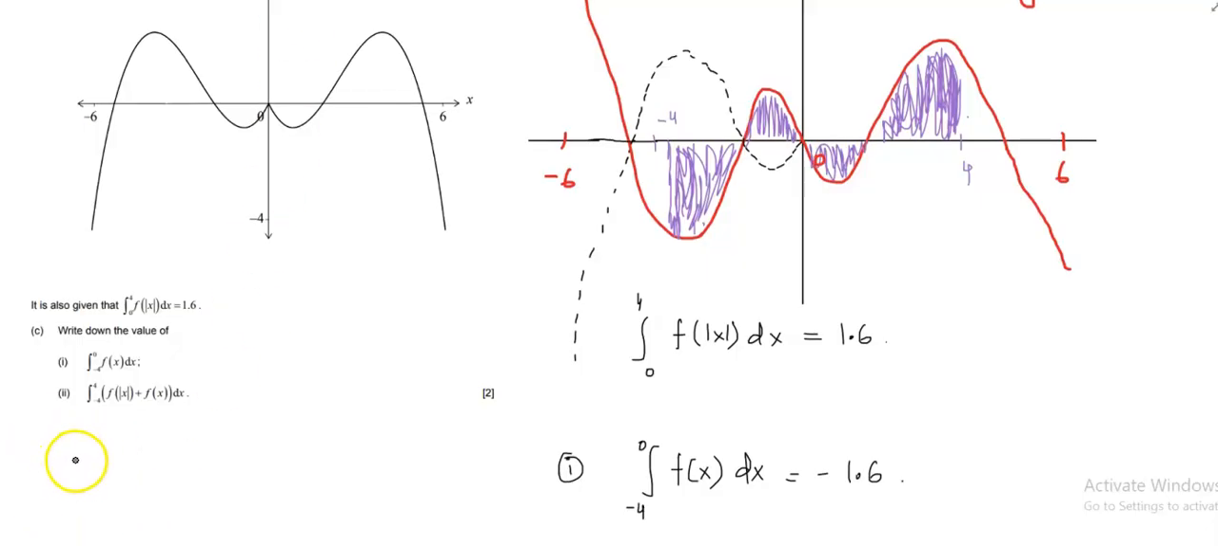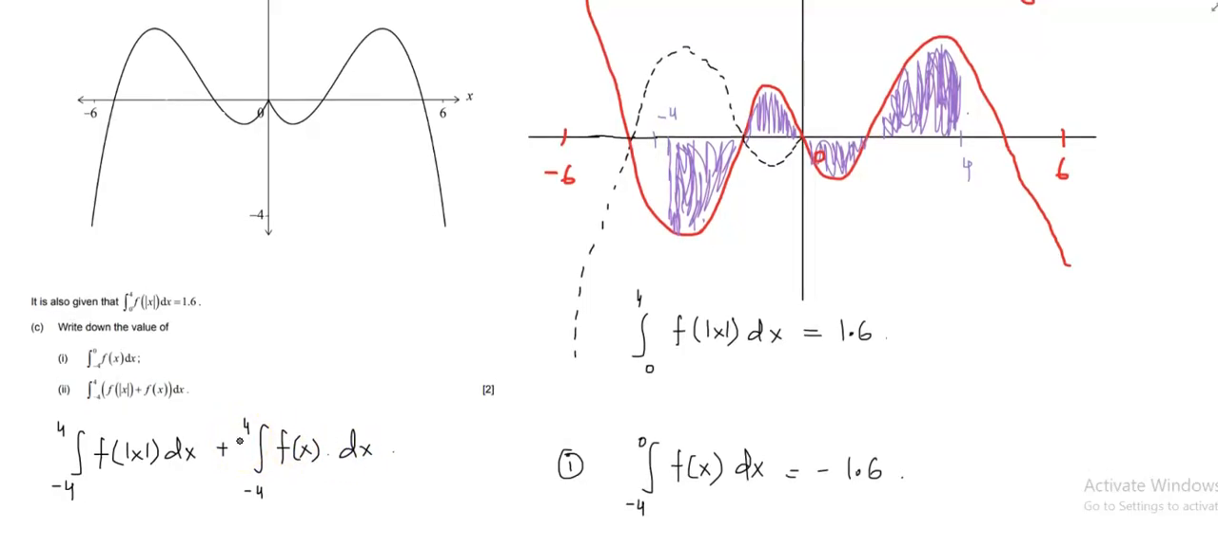Alright, now let's look at part C2. If I look at this, I can actually break it into two halves, right? So first of all, I have the integral from minus 4 to 4 of f modulus of x dx, and then I'll add that to the integral from minus 4 to 4 of f of x dx. Now I will look at the graph and try to see how I can find the result for this one.